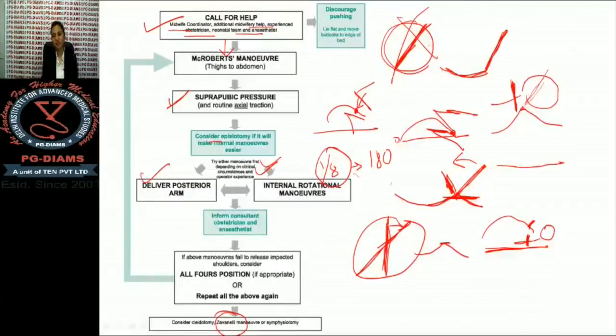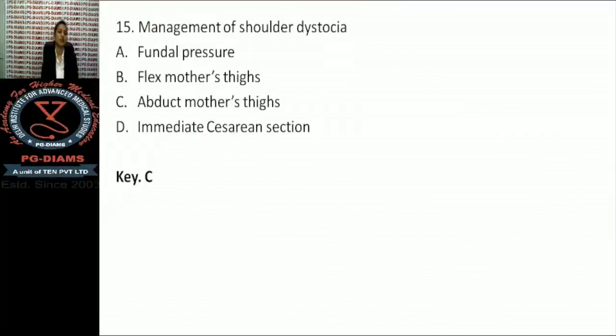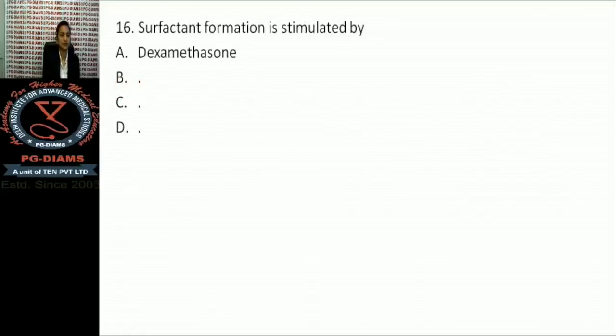Rotating the head and pushing it into the vagina is called the Zavanelli maneuver. Right, so this is the algorithm for managing shoulder dystocia. So your answer here is flex mother's thighs. McRoberts maneuver is flexing the mother's thighs. The answer I have written here is incorrect. It is B, flex mother's thighs.